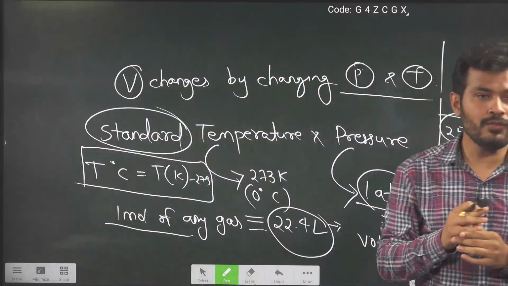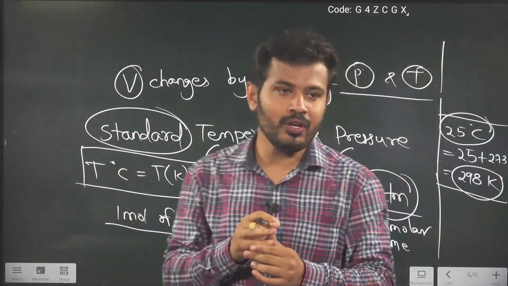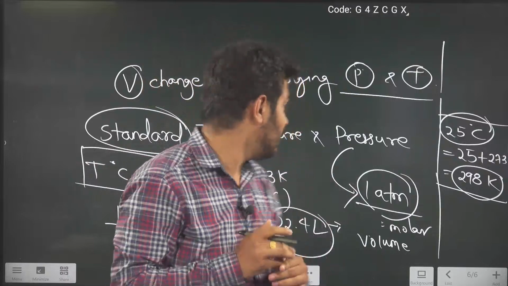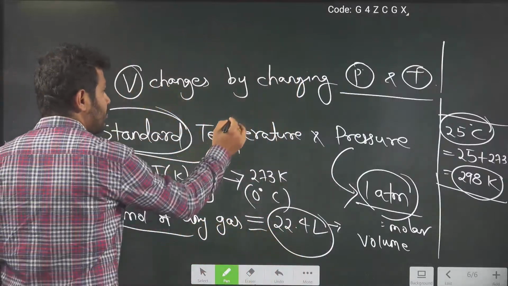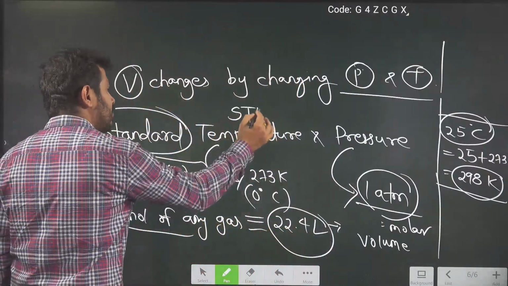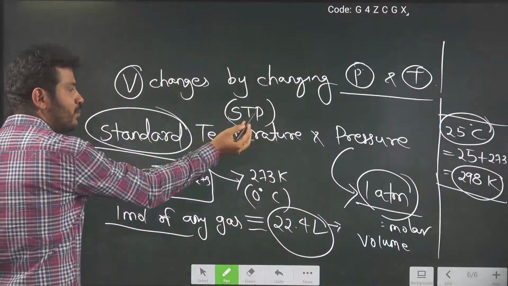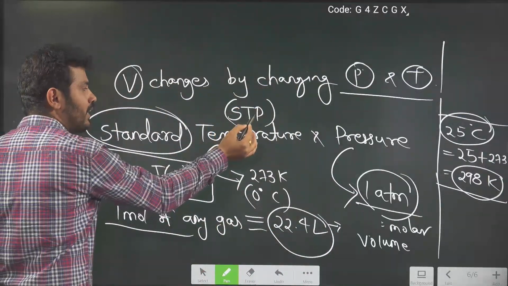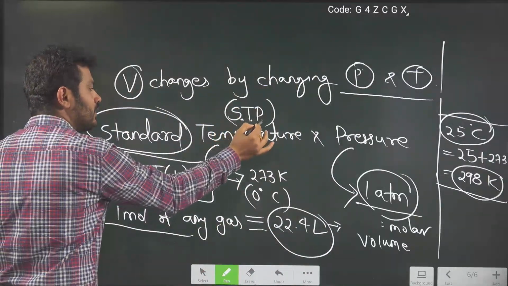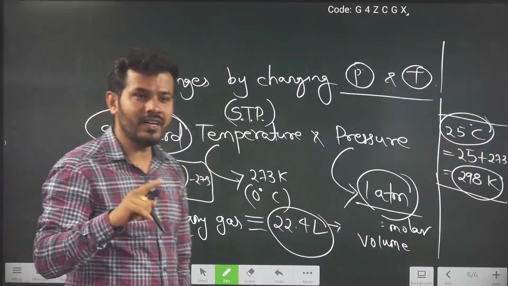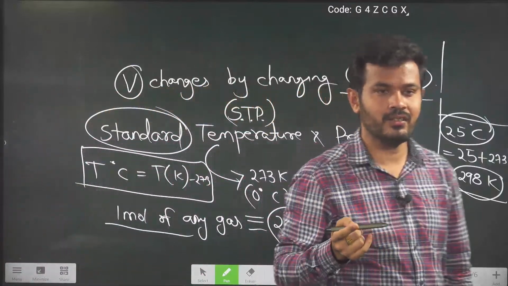And what is the molar volume? How much is the molar volume at STP condition? This condition is called STP condition. What is STP? STP means standard temperature and pressure. This STP corresponds to standard temperature and pressure.